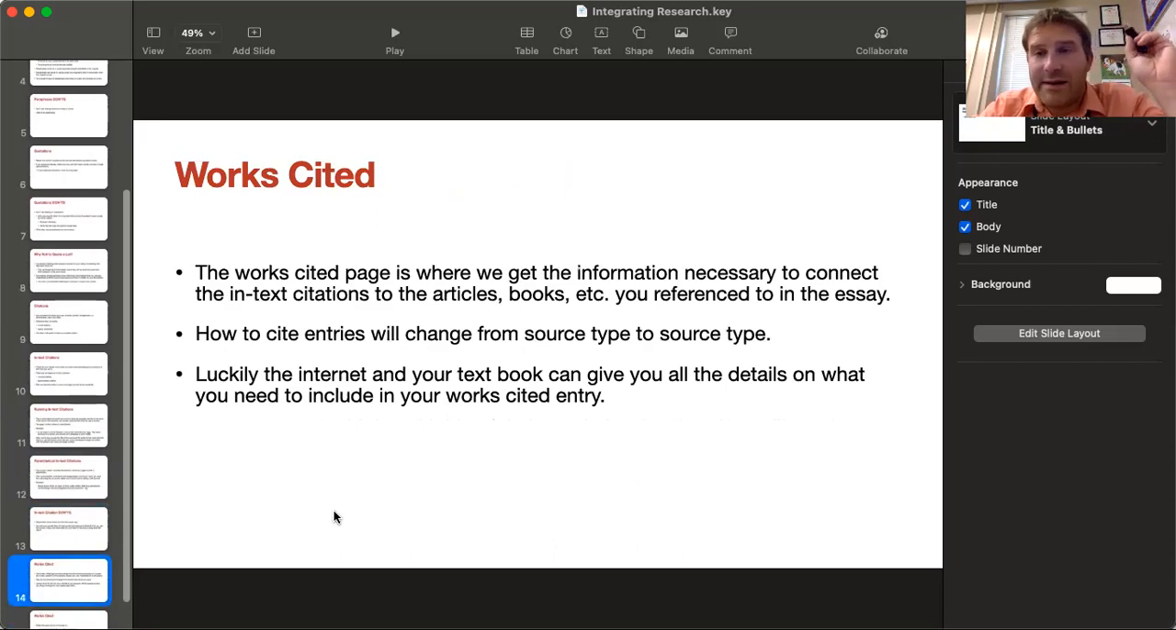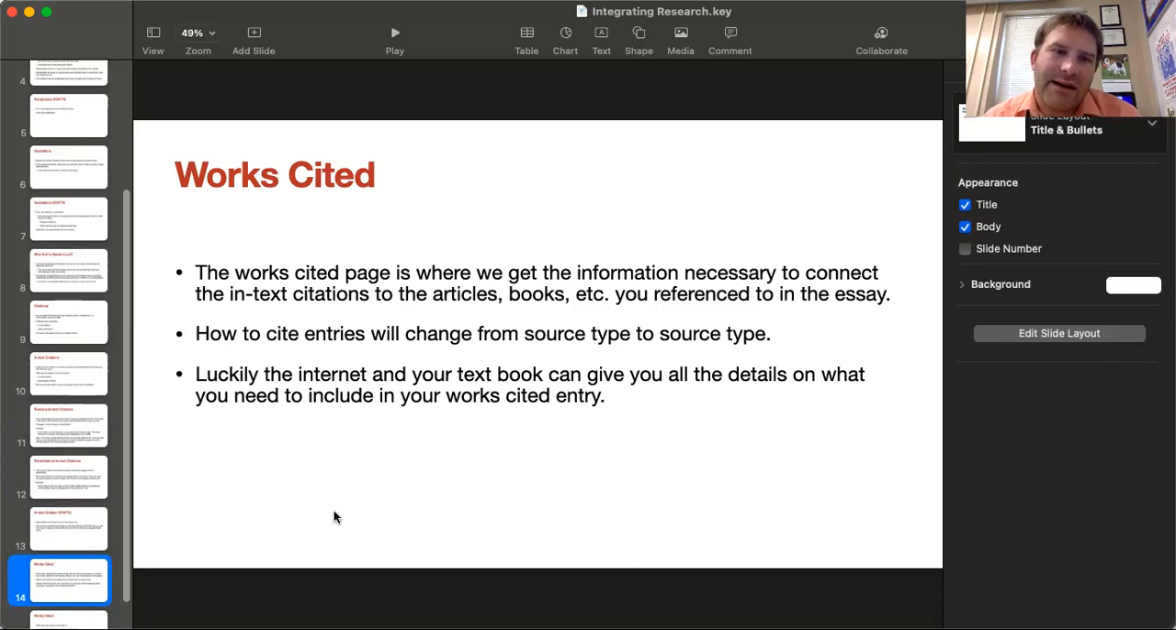Now let's talk about the works cited page. So you have the in-text citation. You still need the works cited page. It's the second half of the citation. The works cited page is where you get the information necessary to connect the in-text citations to the articles and books, etc., that you've referenced in the essay.